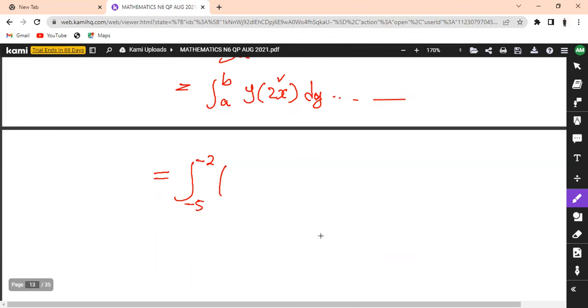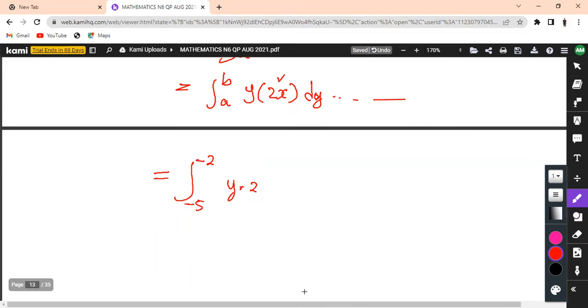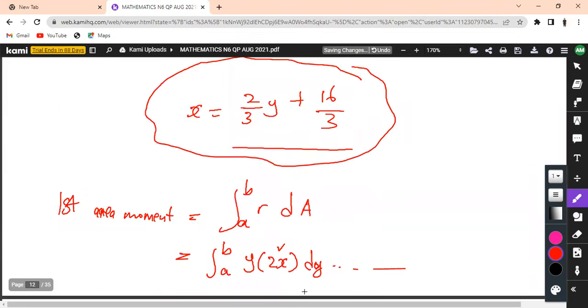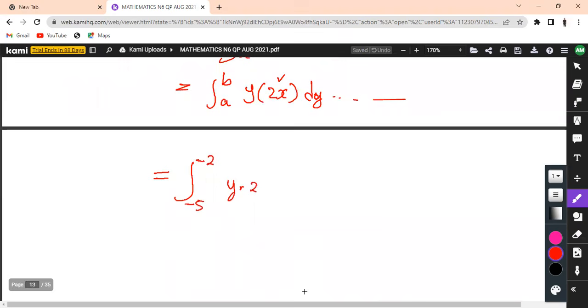Then we have y times this part here. So this is just y here, times 2 times x. Our x, take note, your x is this part, the one that I circled there. So you just repeat that stage as it is, which in this case was 2y over 3 plus 16 over 3. So that is the stage that you're going to have with respect to y. So yes, you can expand everything so that you'll be able to integrate.